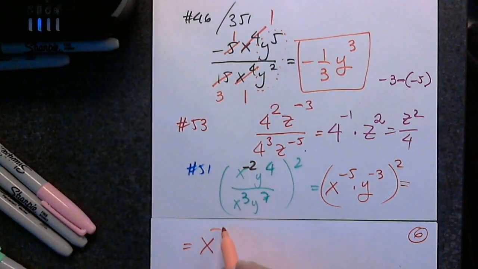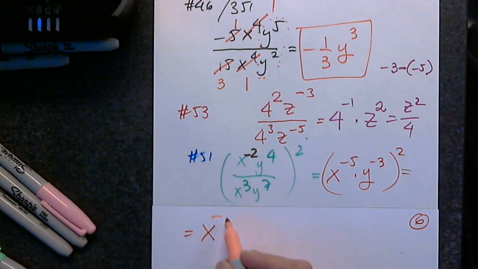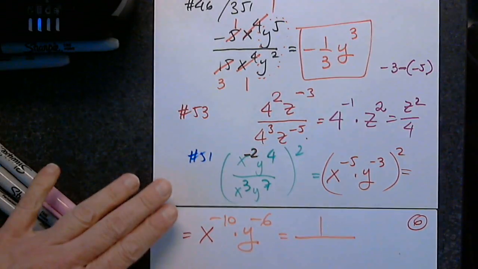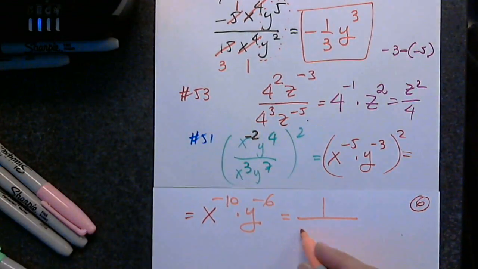Negative 5. Negative 5 times 2 is negative 10. Good. Multiplied by y raised to which power? Negative 6. Which of these two factors goes to the denominator? Both. Exactly. 1 over x to the 10, very good, y to the 6. That's it. Awesome. Well done.